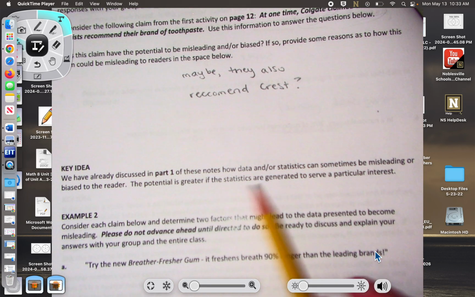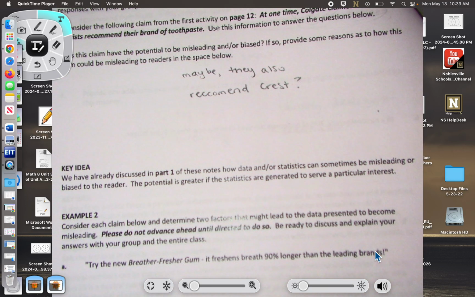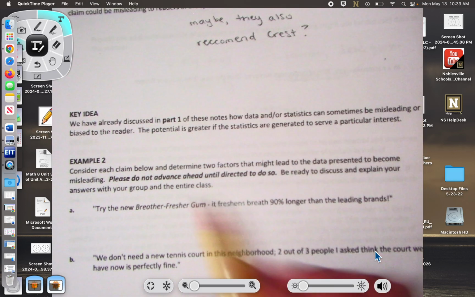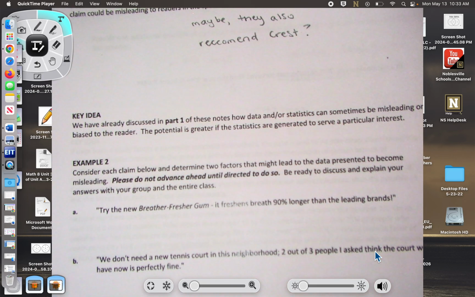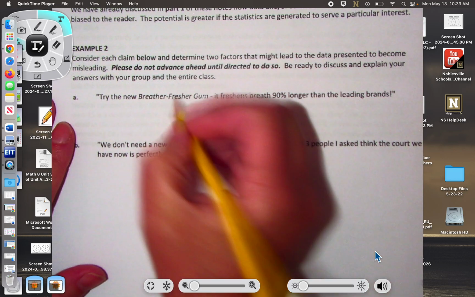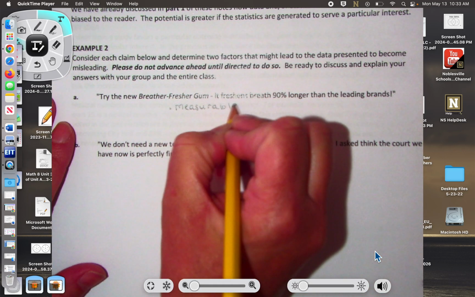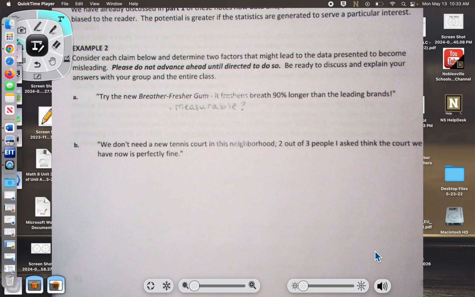We discussed how data and statistics can sometimes be misleading. The potential is greater if the statistics are generated to serve a particular interest. Same theme here. Consider each claim and determine 2 factors that might lead to the data presented being misleading. Try the new Breath Fresher gum. It freshens breath 90% longer than the leading brands. What? How do they measure that? How would you even measure 90% longer than the leading brands? That's not possible.